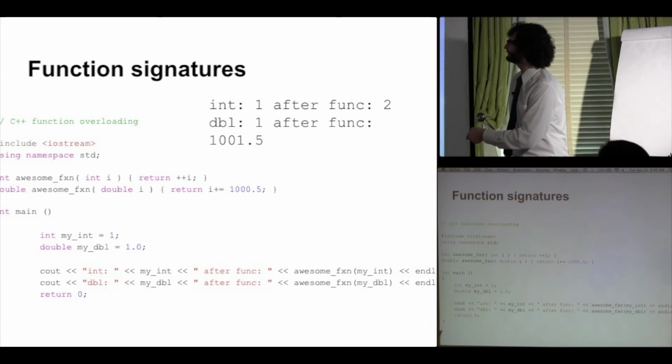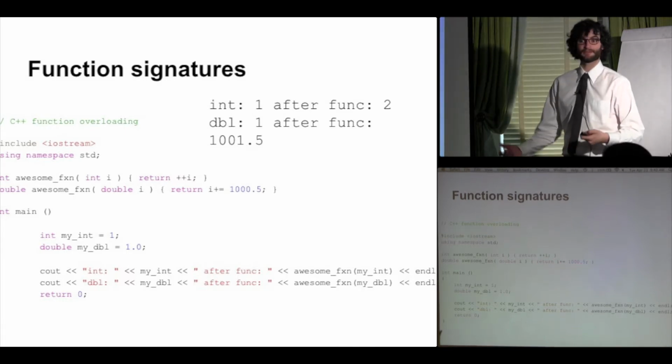So we have a return type of int, something called awesome function. It takes an int and it returns plus plus that int. Then we have something that's a double. It's called awesome function, and it takes a double and it returns the input plus 1000.5. So it's a double.